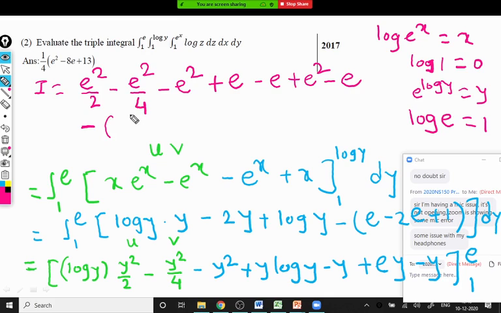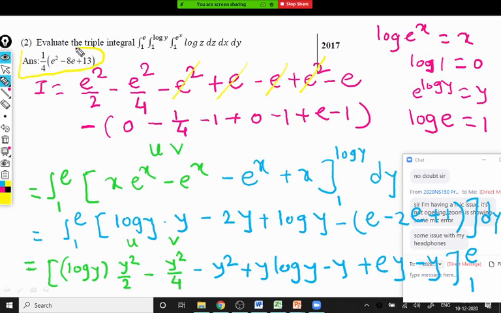Minus, now the lower limit. Log 1 would be 0. Yes, log 1 is 0. Already we know that. So this is 0. 0 minus 1 by 4 minus 1, plus 0 minus 1, plus e minus 1. Correct. Very good. So a few of the terms get cancelled here, like plus e minus e gets cancelled, plus e square minus e square gets cancelled, and we get the required answer.